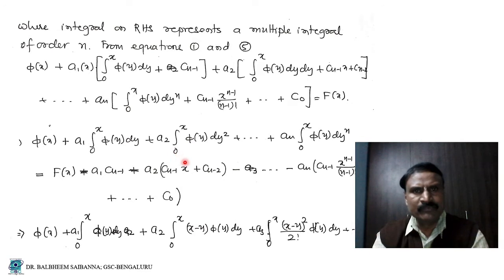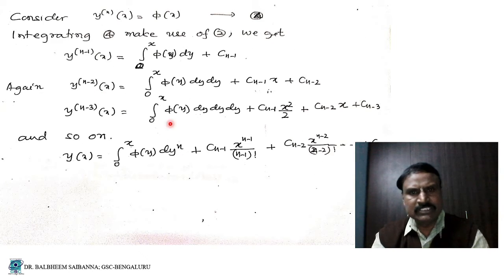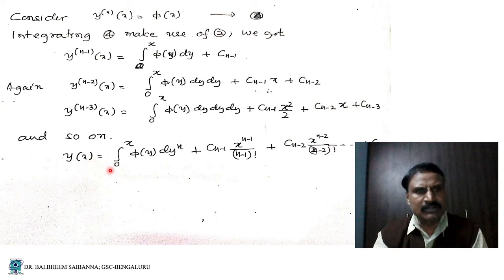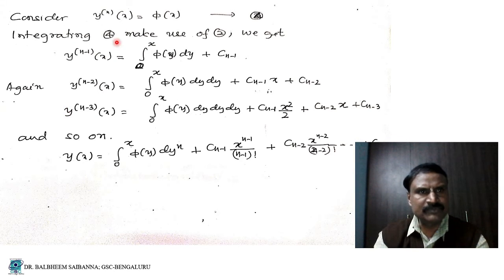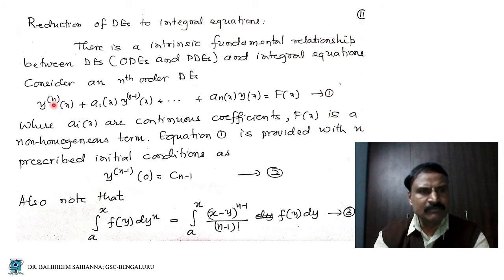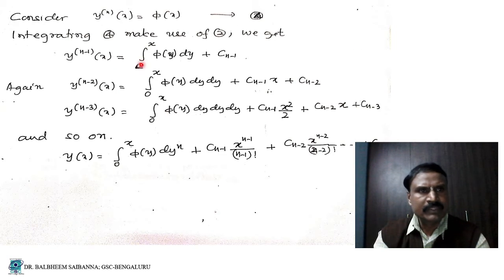And equation 5 is this one: y of x is equal to the integral from 0 to x of phi of y to the power of n. Now we are substituting y to the power of n of x using equation 4 here. Then we will get phi of x plus a1 x y to the power of n minus 1 of x and so on, this one.